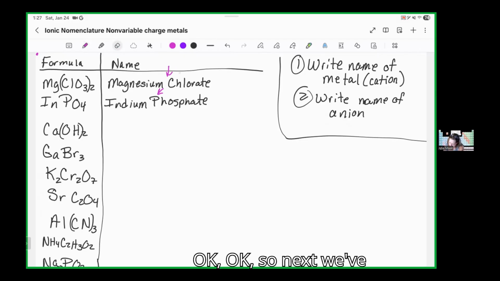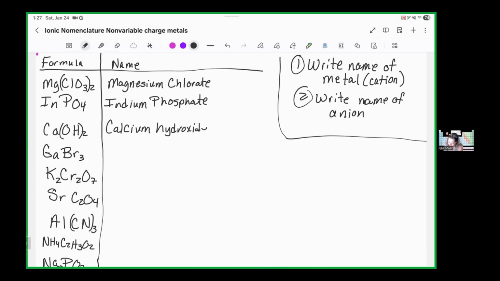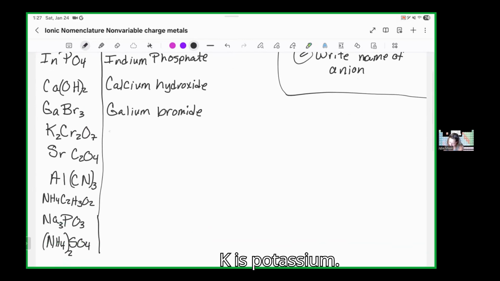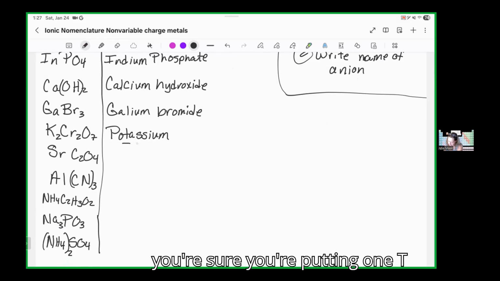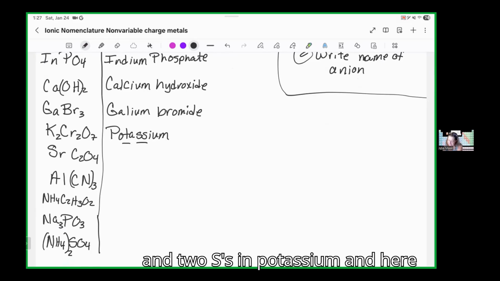Okay, so next we've got calcium. Ca is calcium. And OH is hydroxide. Ga is gallium. Br, a monoatomic ion, is bromide. K is potassium. And spelling counts, so be sure you're putting 1 T and 2 S's in potassium.